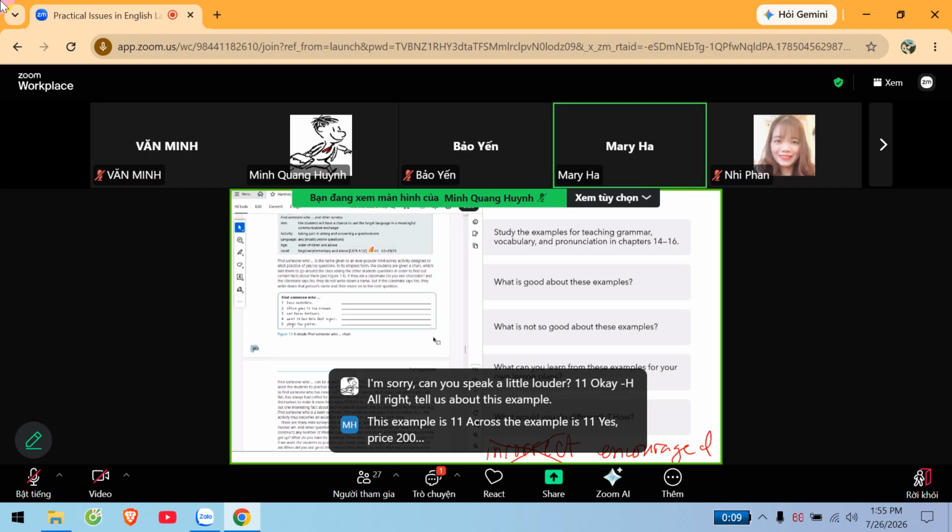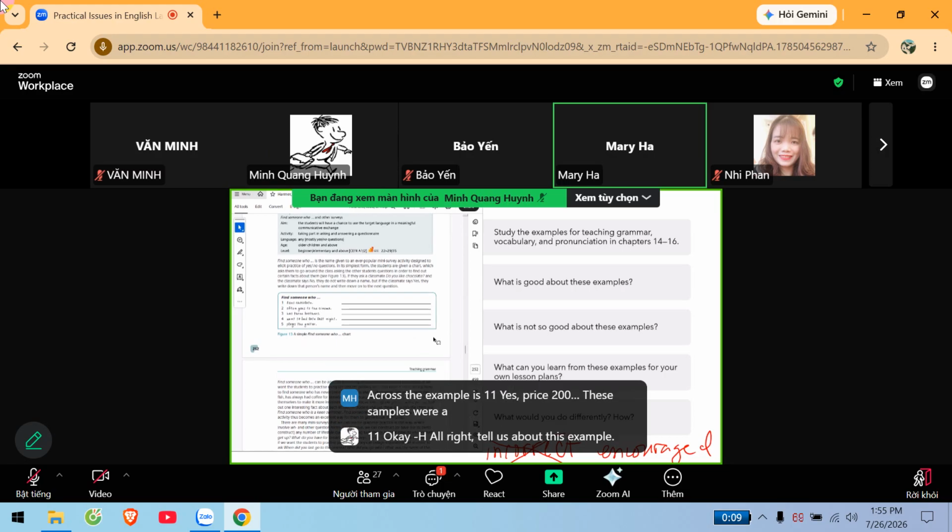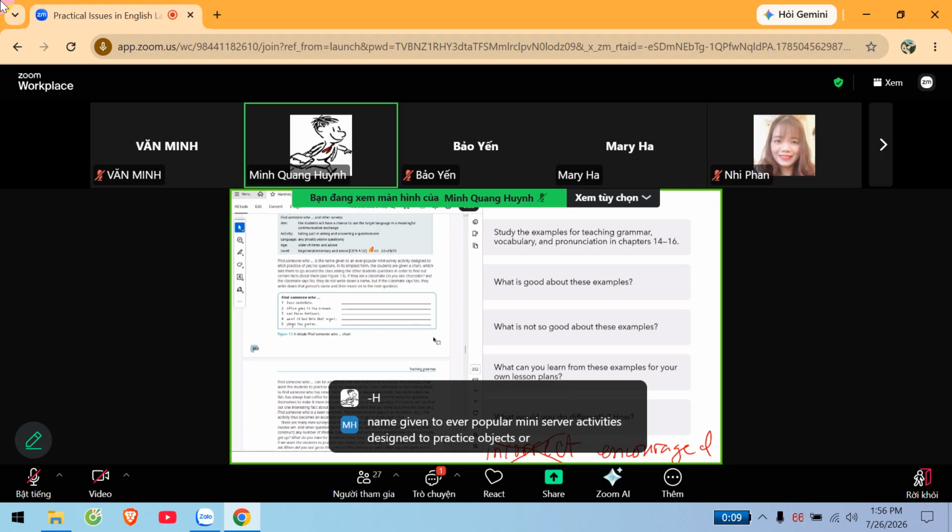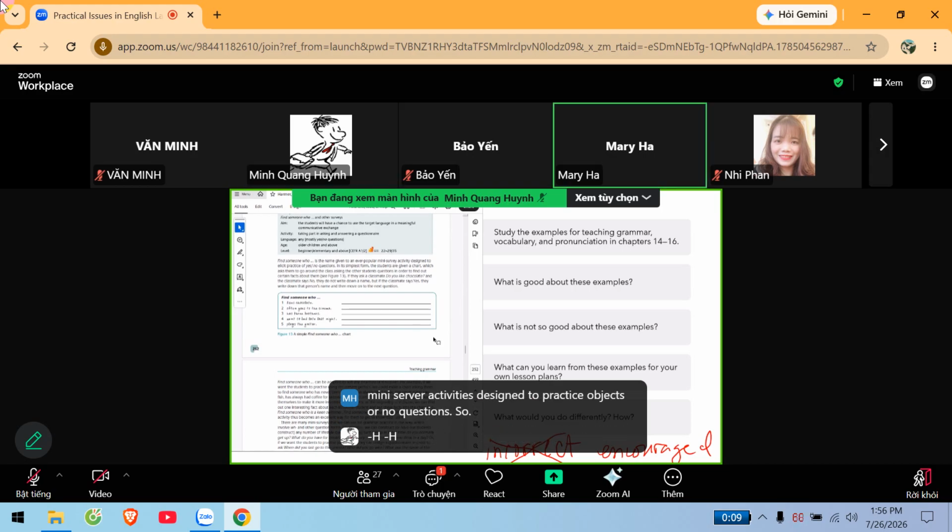This example is quite simple. The title of the example is "Find someone who." It's a name given to ever-popular mini survey activities designed to practice object or no questions. So each student is given a chart and asked to go around the class, asking other students or interviewing them with some questions in order to find out certain facts about them.